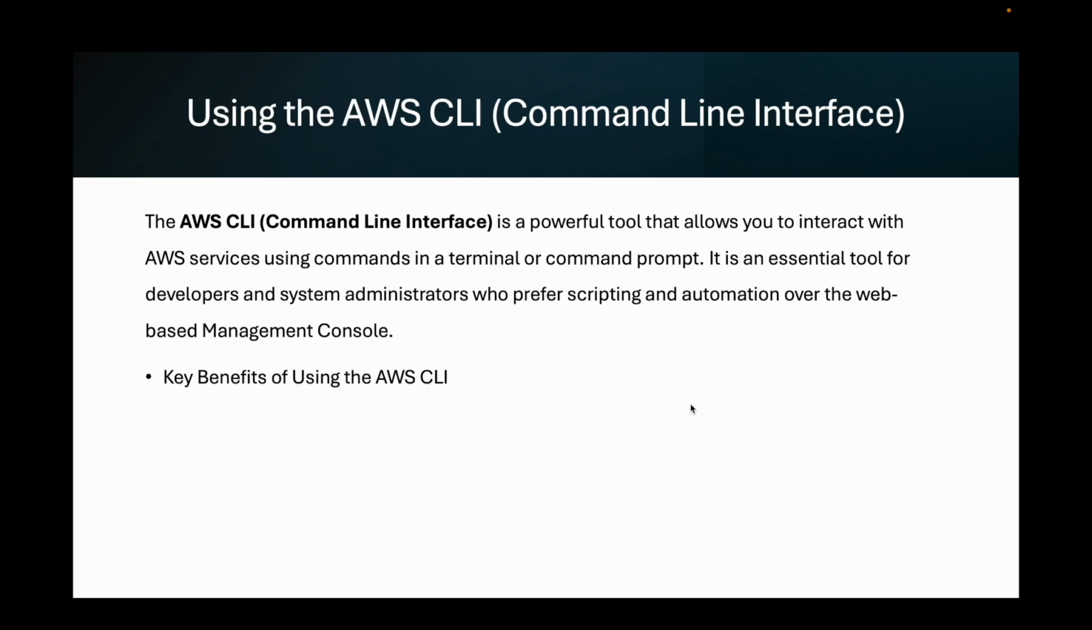Some of the key benefits of using the AWS CLI is automation. You can automate repetitive tasks such as launching EC2 instances, managing S3 buckets, or creating RDS databases. Also for scripting, create shell scripts or batch files that can perform complex AWS tasks in sequence. It's cross-platform. The AWS CLI is available for Windows, macOS, and Linux. Direct service access. Interact directly with AWS APIs, which can be faster than using the management console.